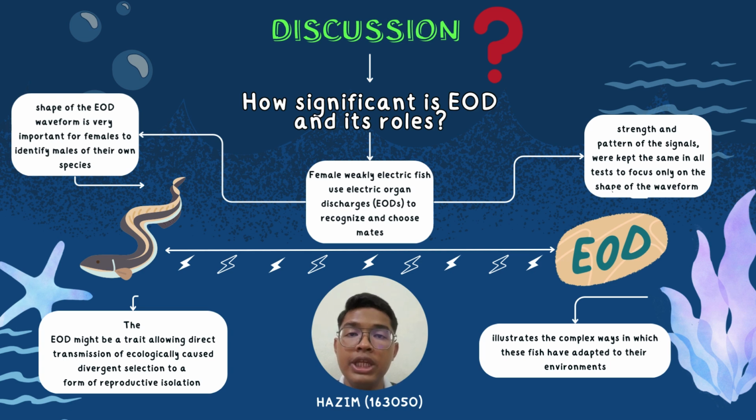The results suggest that EODs help with assortative mating, where individuals prefer to mate with others that have similar traits. This acts as a barrier to stop different species from breeding with each other. The EOD might be a trait allowing direct transmission of ecologically caused divergent selection to a form of reproductive isolation. This trait, which first evolved to help with finding food, has also become important for recognizing mates, showing its dual function. This dual function of EODs, both for finding food and recognizing mates, illustrates the complex ways in which these fish have adapted to their environments.